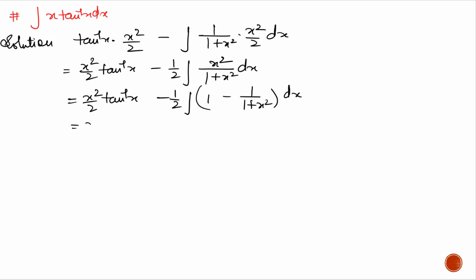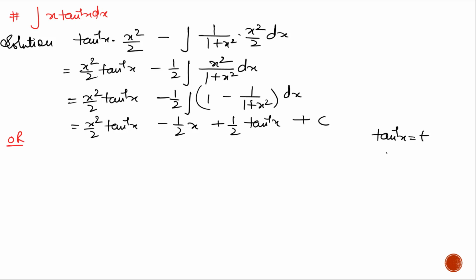Now when we integrate this, we will get x square by 2 tan inverse x minus half in bracket x minus tan inverse x. Or after simplification, we get x square by 2 tan inverse x minus half of x plus half of tan inverse x plus c. Or take tan inverse x equals t. x equals tan t, and the derivative with respect to t is dx equals sec square t dt. Now replace x by tan t, tan inverse x by t, and dx by sec square t dt.